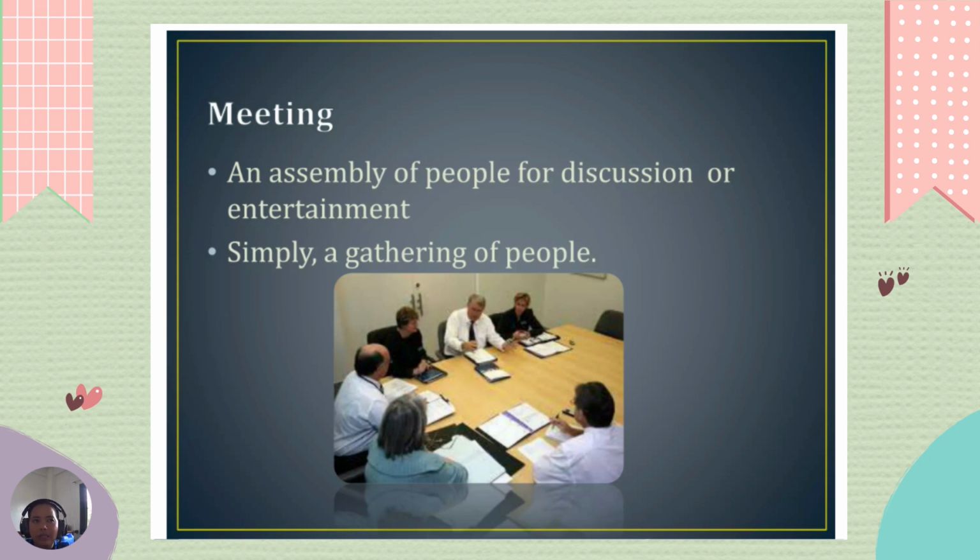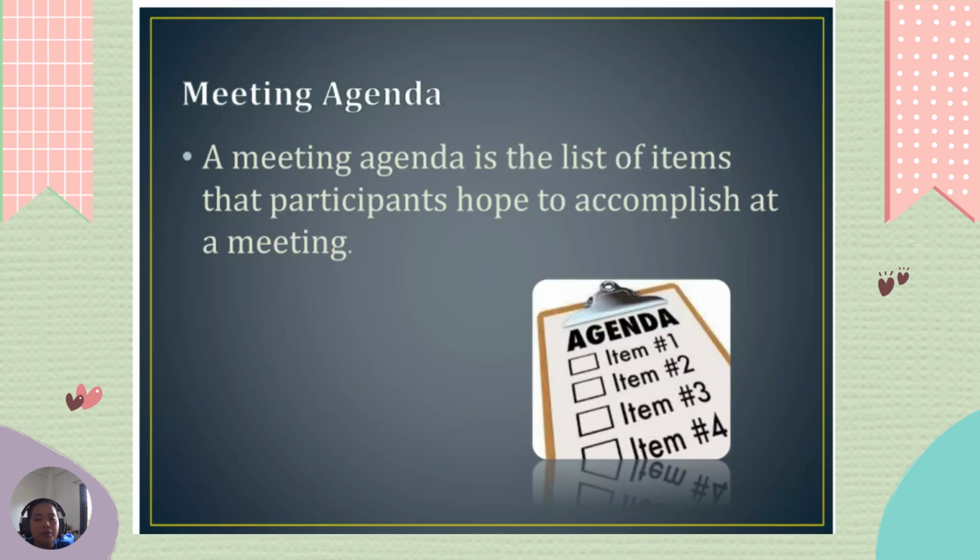Usually, the minutes of the meeting are the written document made when we're having a meeting. This is usually written by the secretary of the day of a certain meeting. When we have a meeting, of course, there is an assembly of people for discussion or entertainment, or just simply a gathering of people. Here, when we're having a meeting, of course, there is a meeting agenda. A meeting agenda is the list of items that participants hope to accomplish at a meeting.